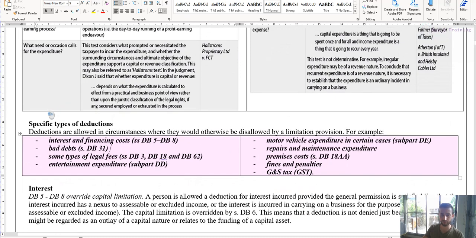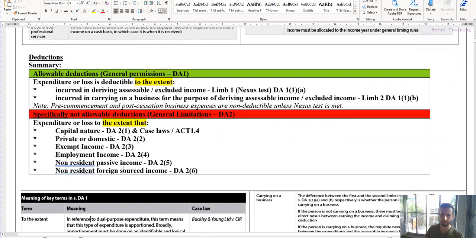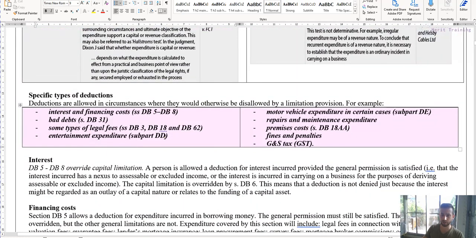So in terms of specific types of deductions, these are deductions which are specifically allowed, even if they would otherwise be disallowed by a limitation provision. So even if one of the limitations says that it cannot be a deduction, these specific ones listed here are still allowable as deductions no matter what, as long as there's a connection to income.